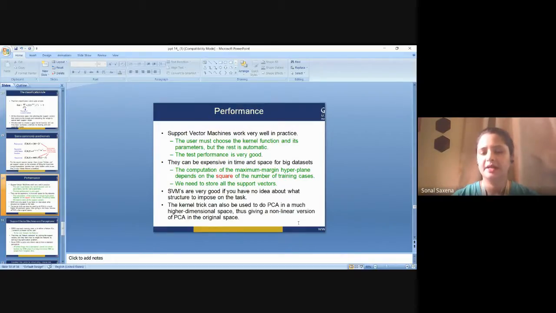SVMs are very good if you have no idea about what structure to impose on the task. And the kernel trick can also be used to do PCA in a much higher dimensional space, thus giving a nonlinear version of PCA in the original space.